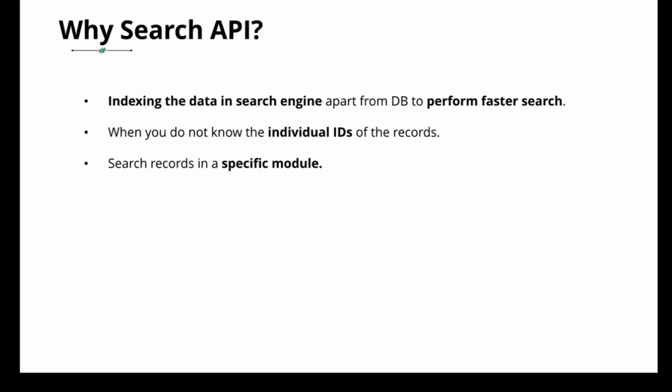And then let's say you want to look for records, but you do not know the individual record IDs of the records. In that case, you can use Search APIs because you can apply criteria. You can search based on a word, email, or a phone number. And when you want to perform a search based on a specific module, then you can use the Search API.